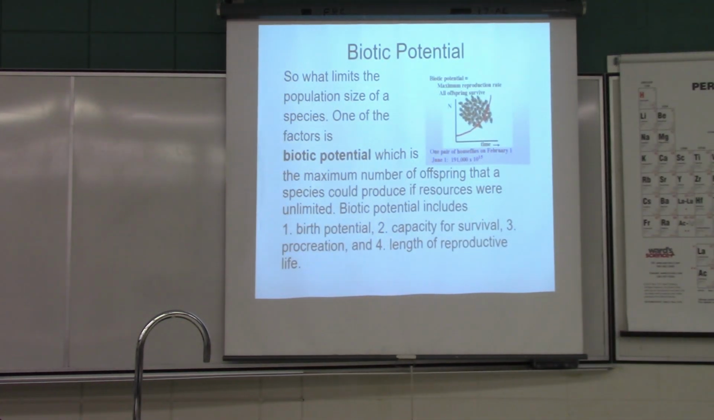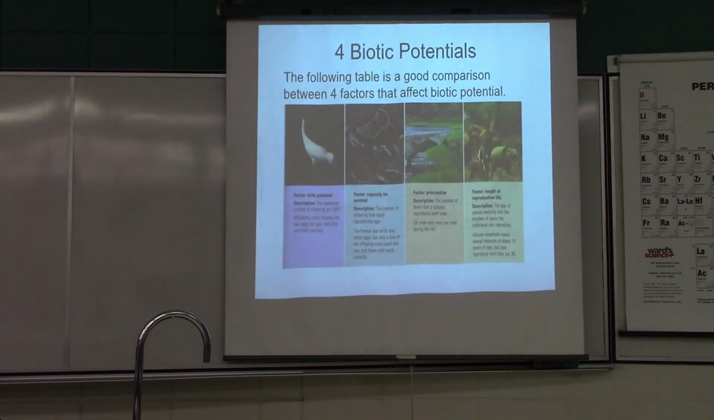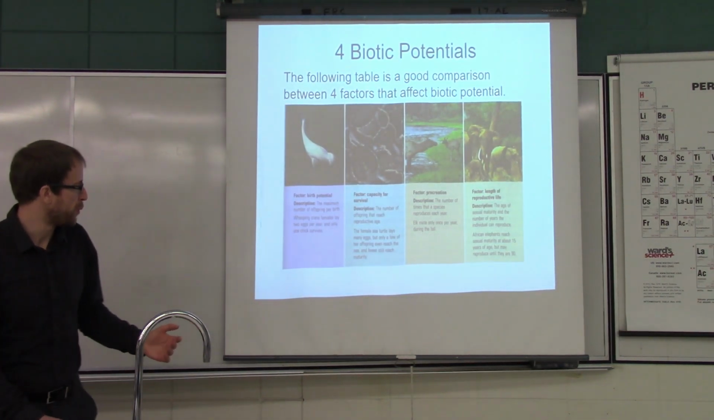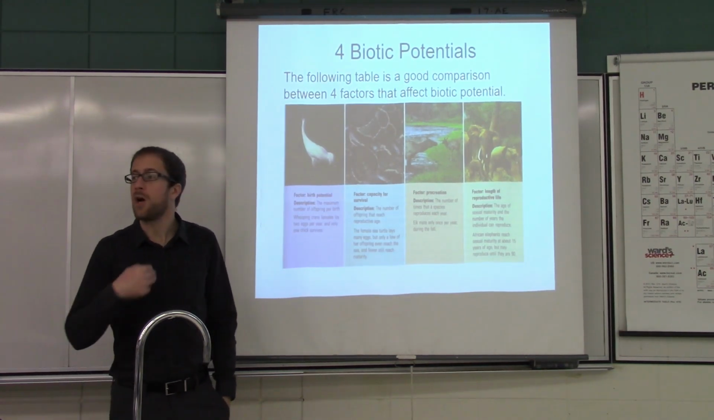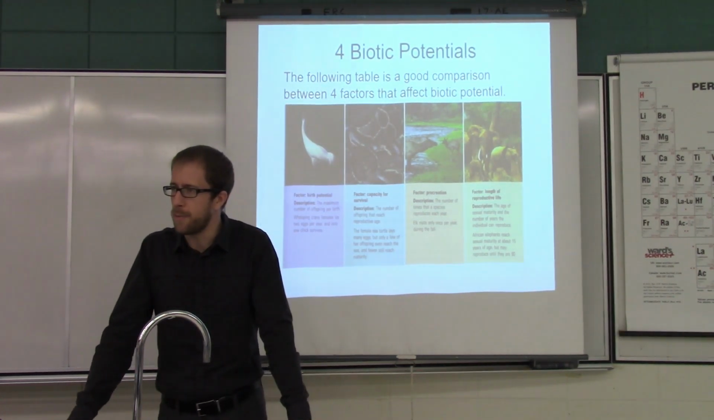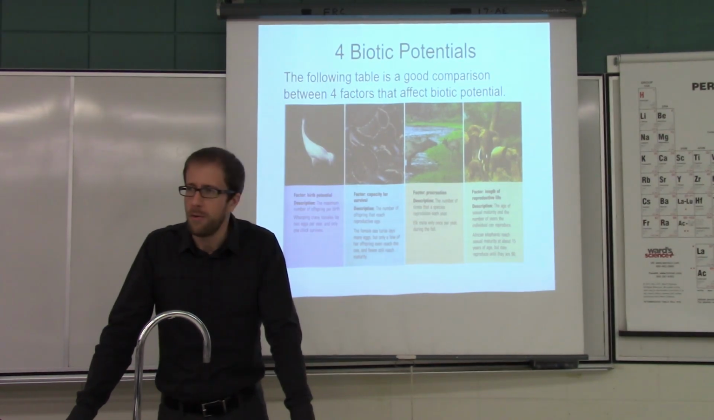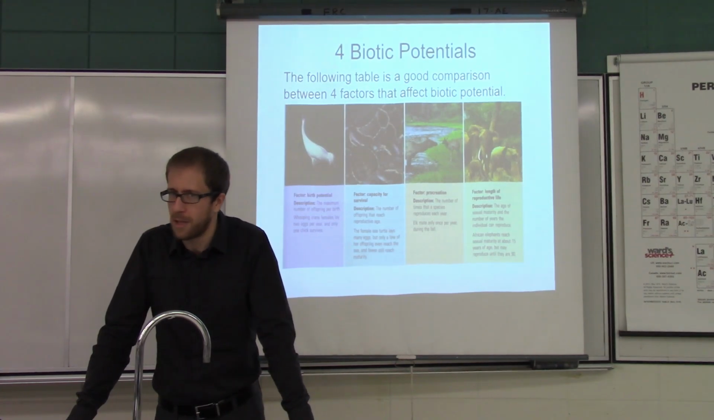So, the 4 factors are birth potential, capacity for survival, procreation, and length of reproductive life. Looking at all of these factors individually, it should just be common sense to most of you, right? Birth potential is the maximum number of offspring per birth. What is our birth potential? Humans. How many offspring do we have per birth? Normally, 1, right? It'd be like 1.01 or something, because some percentage is twins and triplets and whatever else, right?